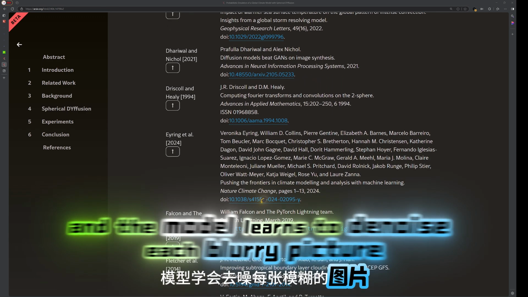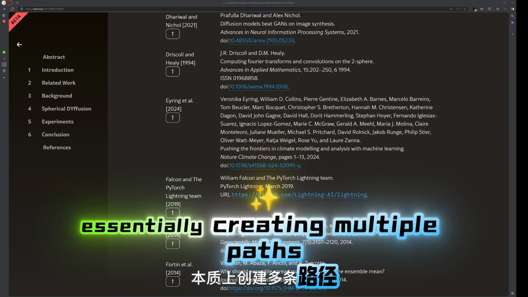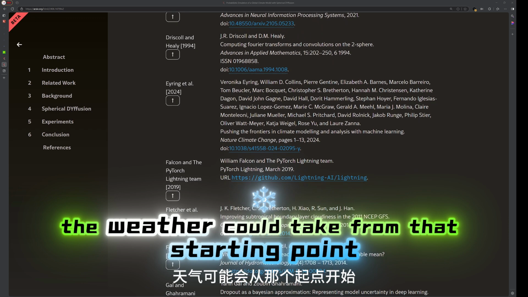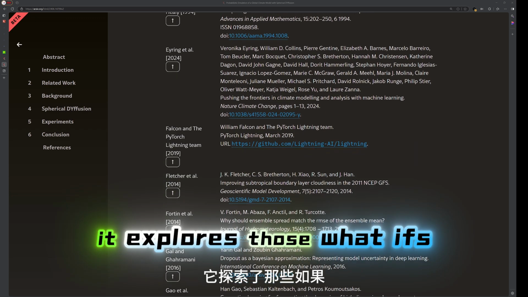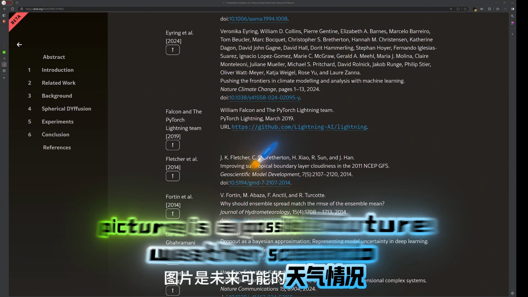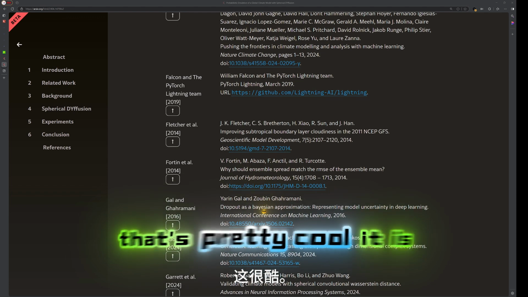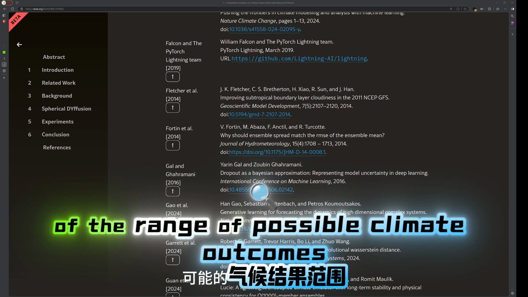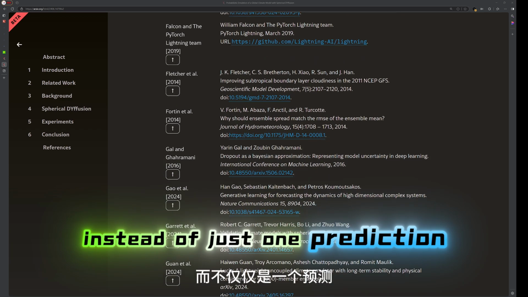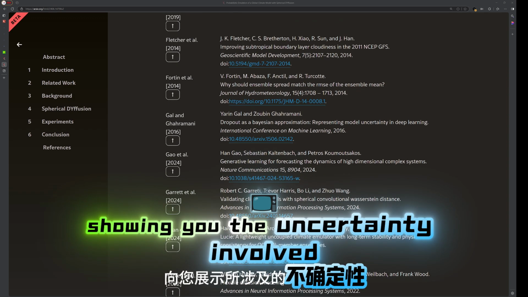Bingo. And the model learns to denoise each blurry picture, essentially creating multiple paths the weather could take from that starting point. Like, what if it rains tomorrow, or what if it's sunny? It explores those what-ifs. So each denoised picture is a possible future weather scenario. That's pretty cool. It is. And by creating a whole bunch of these simulations, we get a much better understanding of the range of possible climate outcomes. Instead of just one prediction for tomorrow's temperature, you get a range, showing you the uncertainty involved.